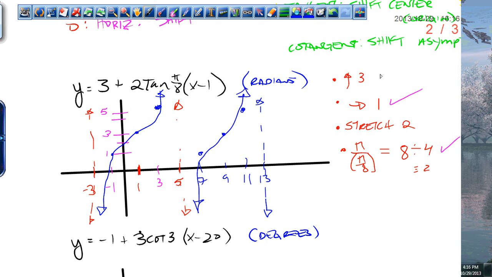I went through that quickly, but we took care of the vertical shift by moving everything up 3. Did everything right 1. We stretched it 2, and then we did our period, which is 8, and we went up by 2 every time.